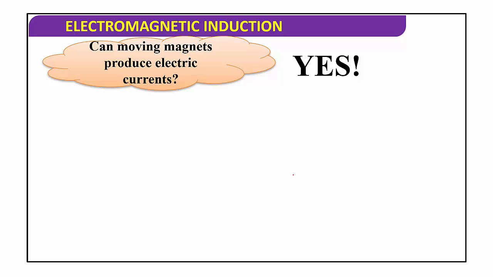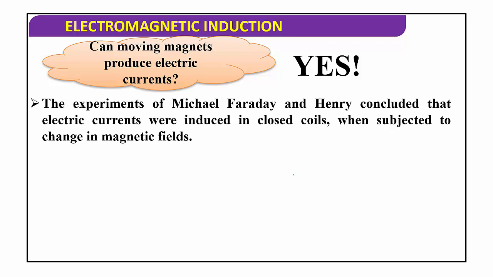Is it clear? So remember, this is the important concept you have to understand before going to study the details of electromagnetic induction. See here, electric current produces a magnetic field. Similarly, a magnetic field also produces electric current. Moving magnets produce electric current. Yes, we are going to produce electric current by moving a magnet.